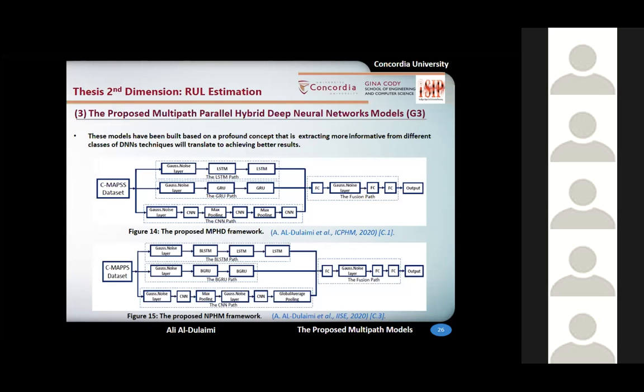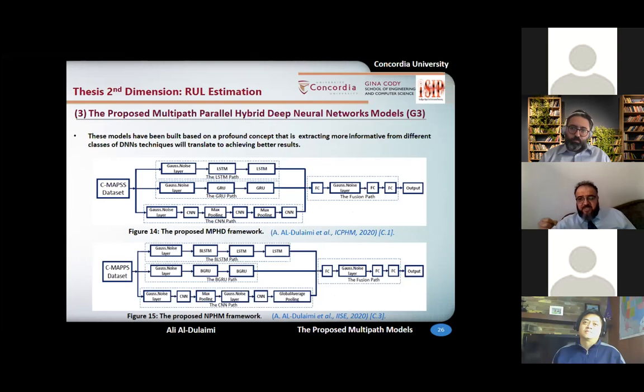The third proposed group is the proposed multipath parallel hybrid deep neural network models. In this part of the thesis, we went beyond the traditional structure of the hybrid model, which has 2 parallel paths, and developed an integrated multipath parallel hybrid framework based on 3 parallel paths. Basically, the design of these models stemmed from a profound concept, which is that the more informative features you collect, the better the result you will achieve.